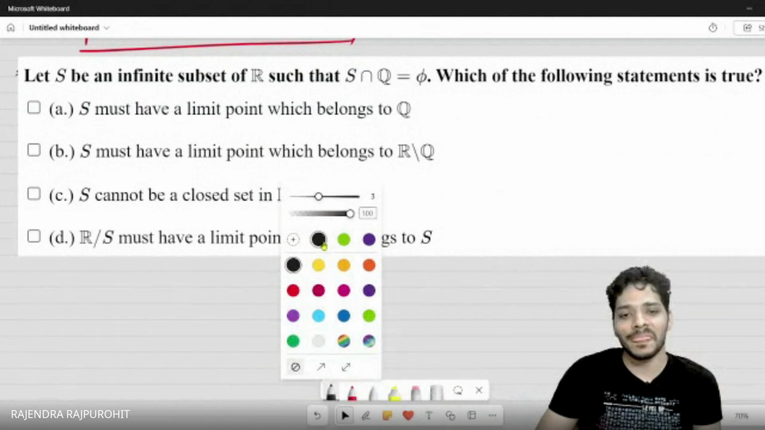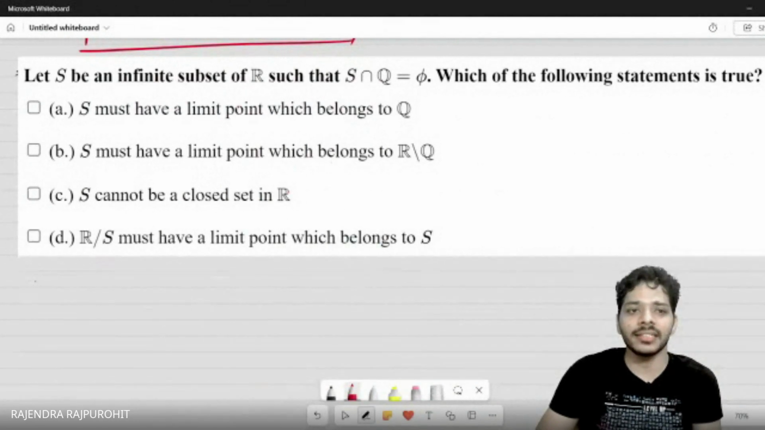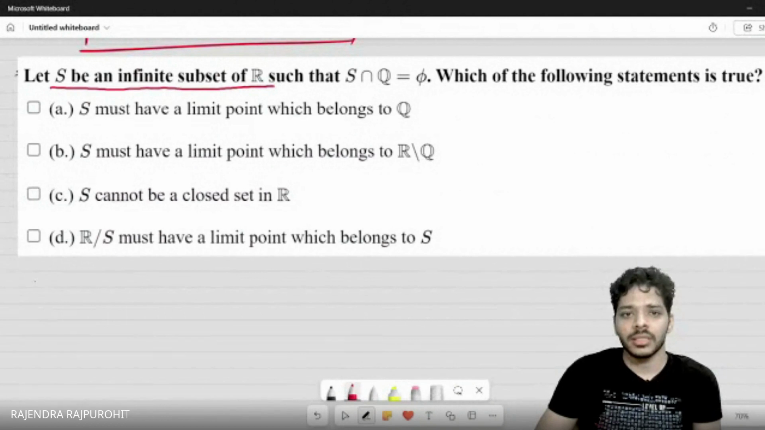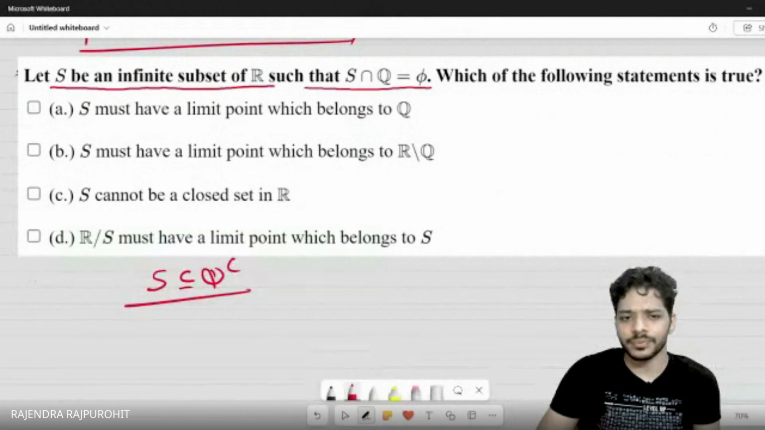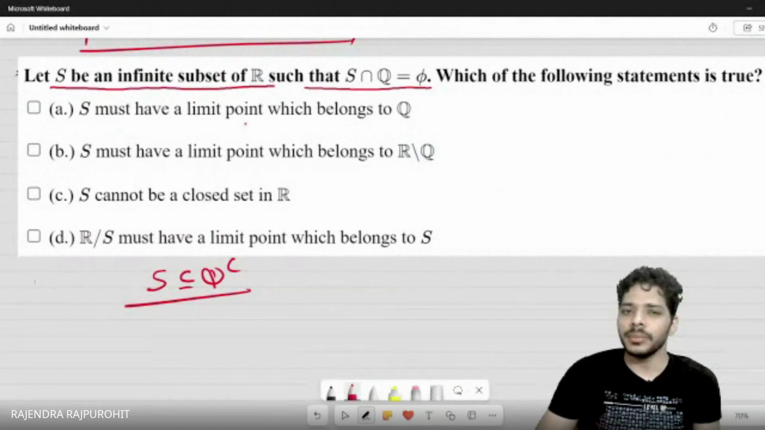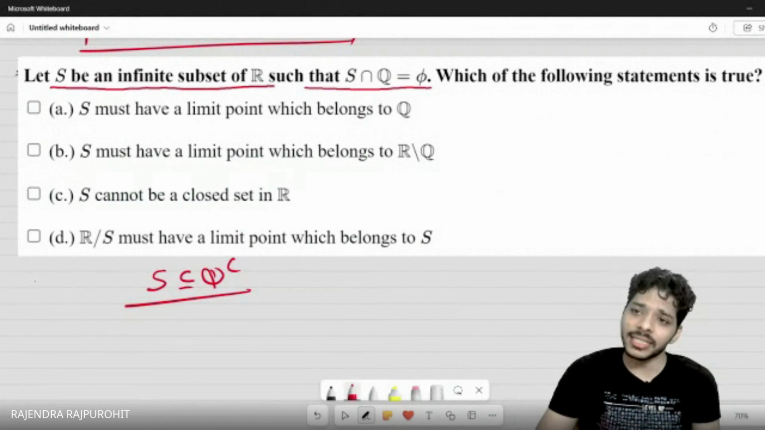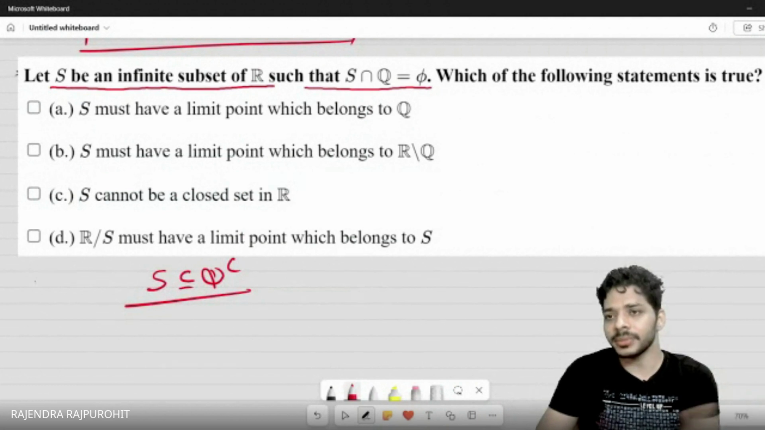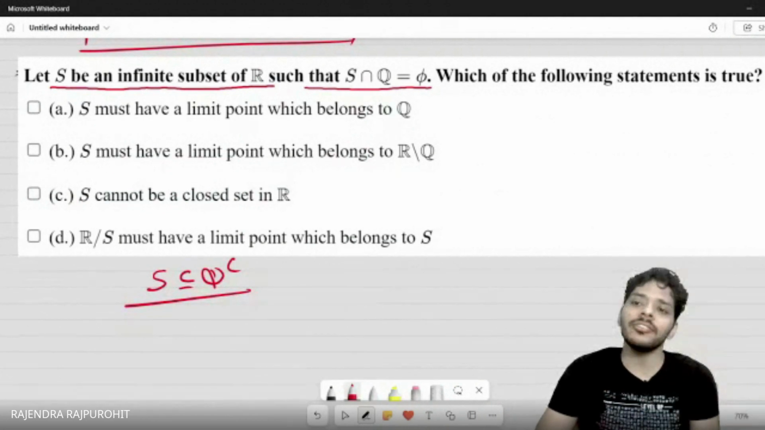Okay, let's try this now. What do we have here? We have that S is an infinite subset of R such that S intersection Q is empty. That means this S is actually contained in Q complement. Now what? S must have a limit point. Why should it have a limit point at all? Every infinite subset of rational numbers has a limit point? No. If it is bounded, it must. Every bounded infinite subset of R has a limit point. So we will take an infinite subset of R which is a subset of irrationals as well, but not bounded.